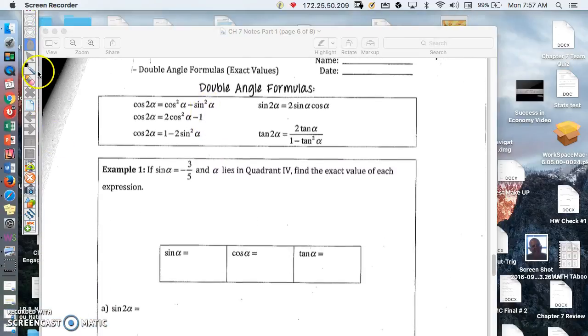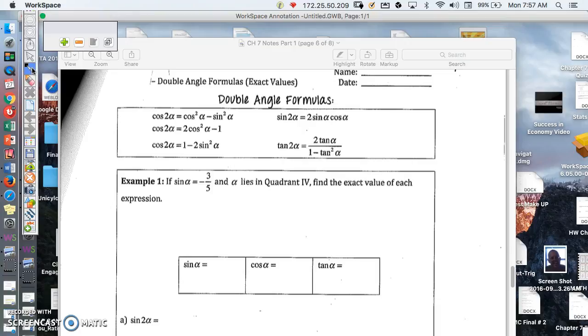Today we're going to take a look at some double angle formulas, and all the formulas are written above here, and they'll be given to you on your test as well. But we're going to take a look and see how this works today. So this first one, if sine of alpha is -3/5 and alpha lies in quadrant 4.